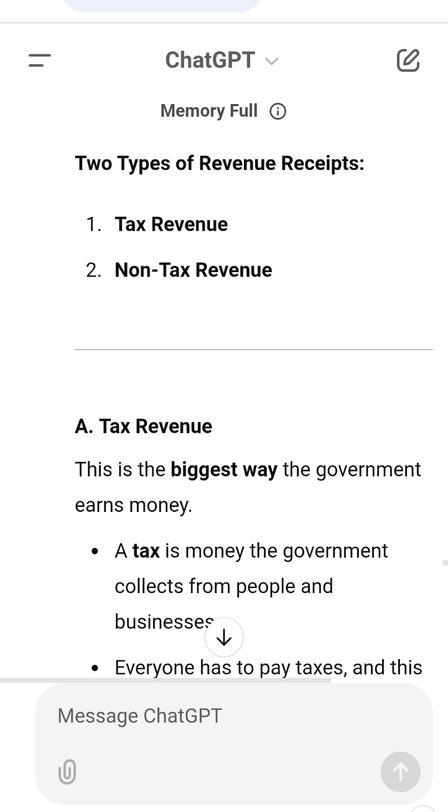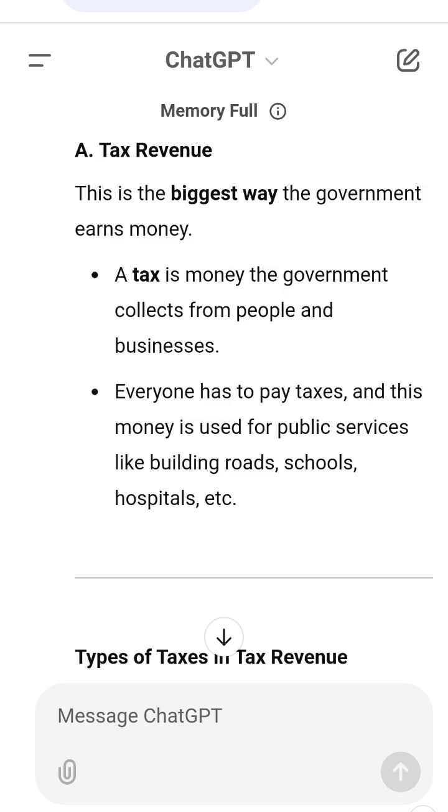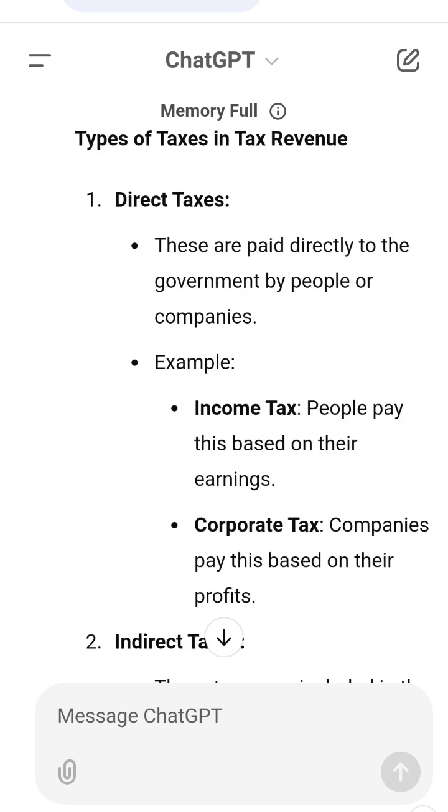6. Public service commissions. Organizations like the UPSC conduct exams. Candidates pay exam fees, which is an income for the government.